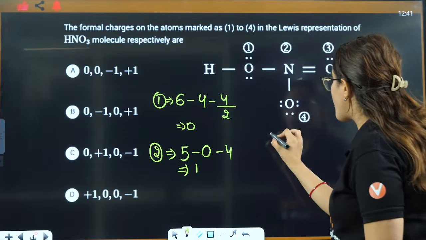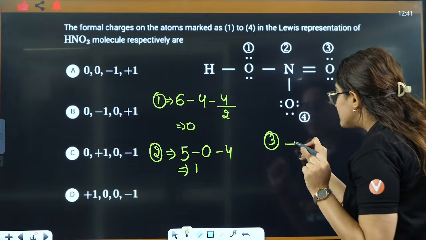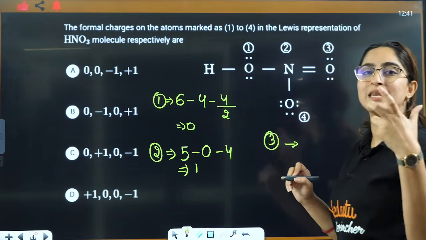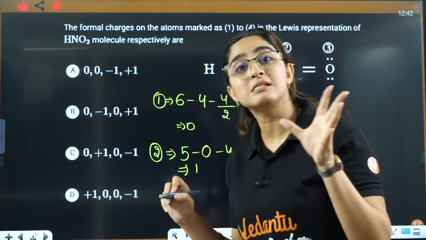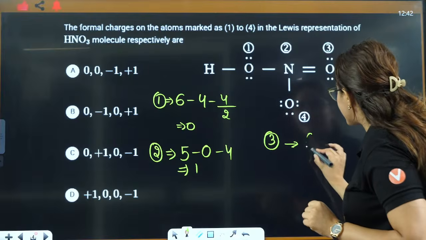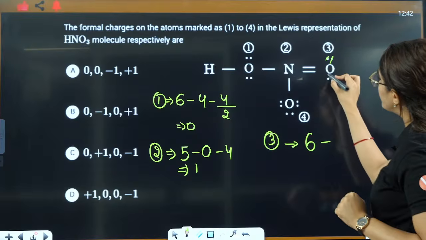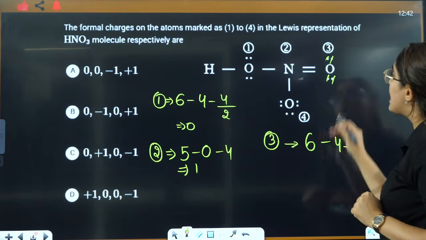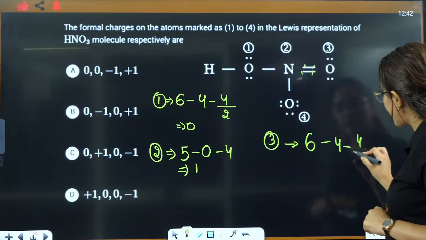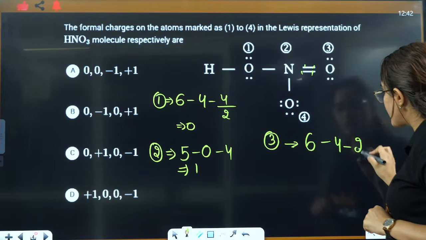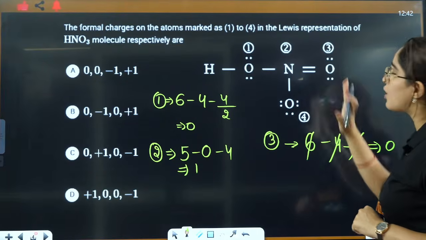Okay, now let's talk about the third atom here, that is oxygen again. On the third atom it is oxygen, so the number of valence electrons in oxygen, oxygen belongs to group number 16. So it has 6 valence electrons, so you will write 6 here, right? Minus number of unshared electrons, 1, 2, 3, 4, so minus 4. Minus bond pair electrons, 1, 2, 3, 4. 4 divided by 2 is 2 only. So we can say this will also cancel out and the answer will be 0. So this oxygen also has 0.